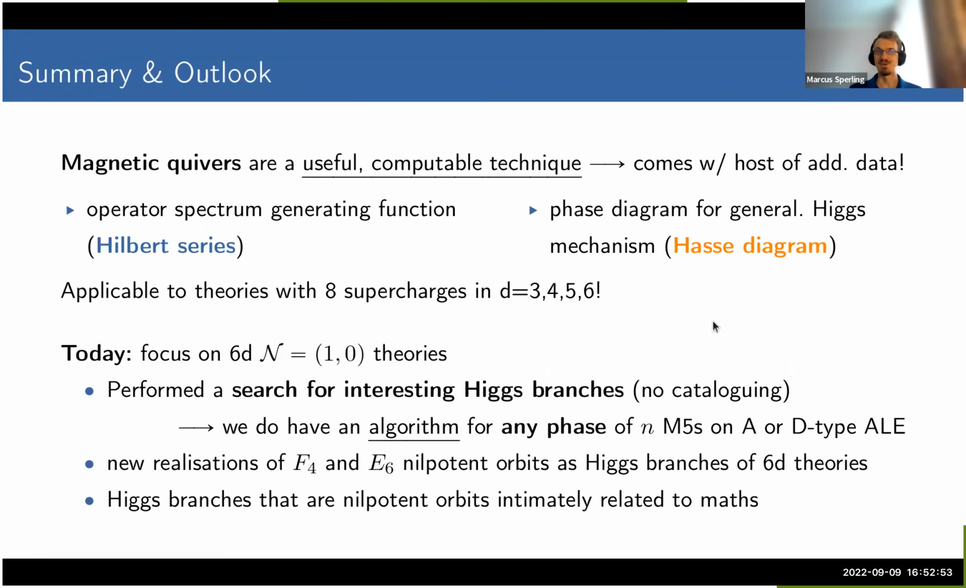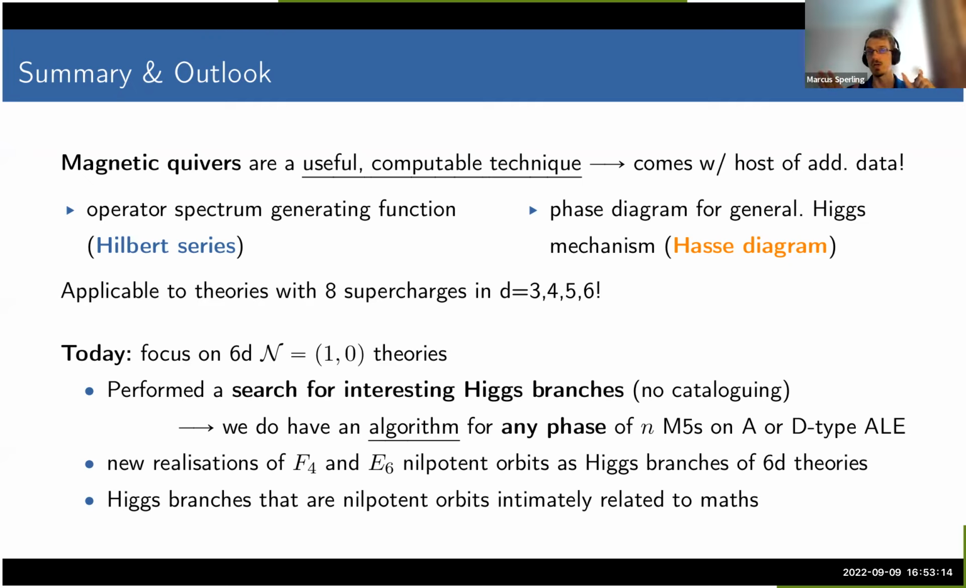Very good. So what I wanted to convey today is that the magnetic quiver is a tool that we use in order to understand Higgs branches of higher dimensional theories with 8 supercharges. And it is very computable because on the one hand, you can do many operations on branes, and you can do many operations on graphs themselves.